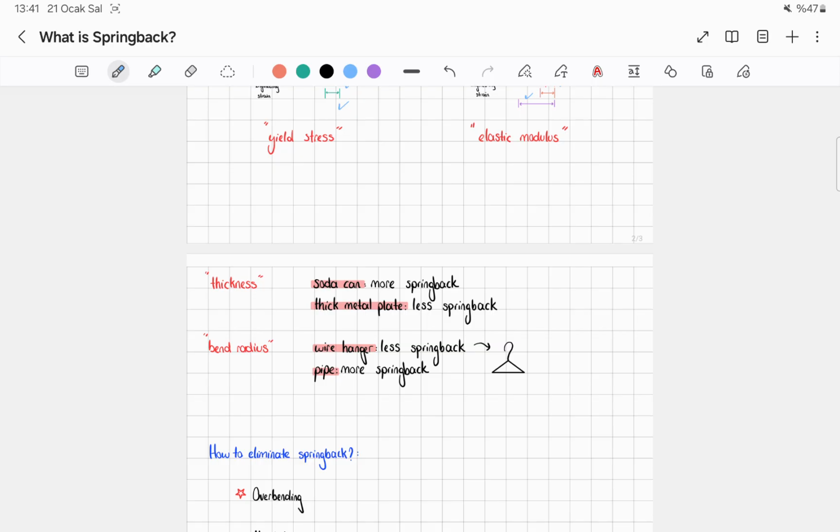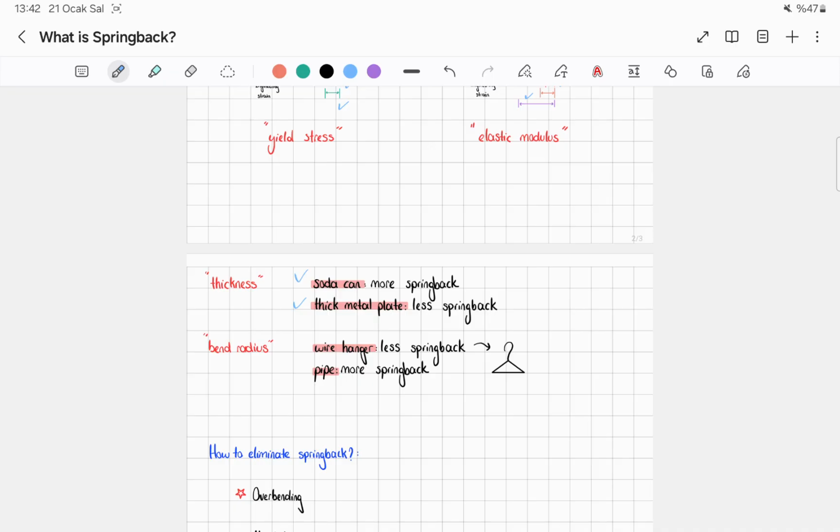Let's consider bending a thin aluminum soda can and thick steel metal plates. When bending the thin soda can, it's easier to deform elastically because the thickness is small and the springback effect is more noticeable. The thin material retains some of its elastic energy and attempts to return to its original shape.